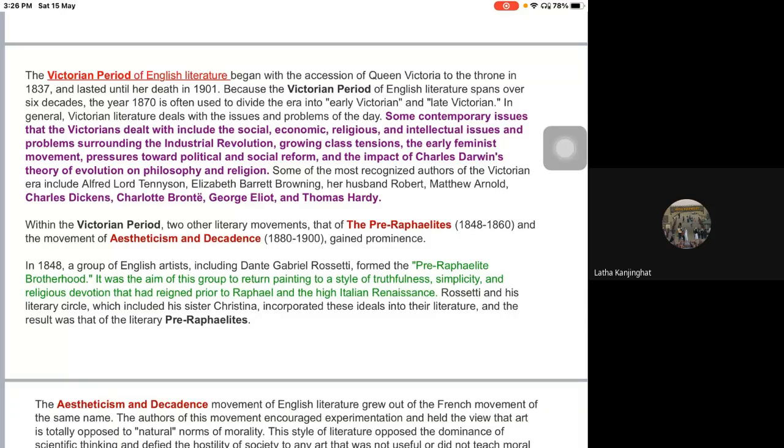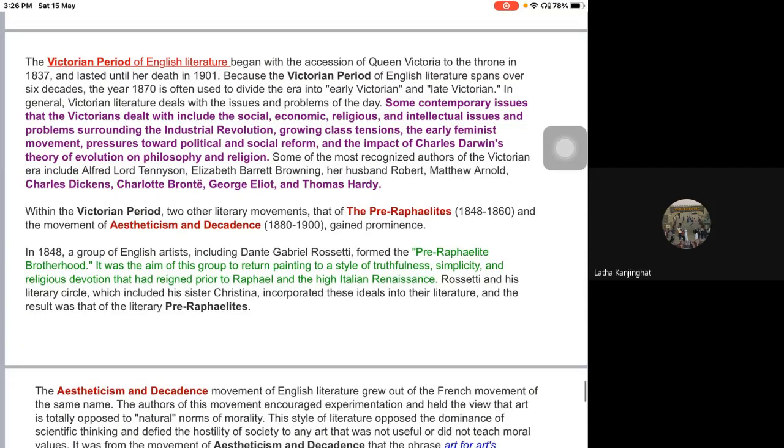Some of the most recognized authors of the Victorian era include Alfred Lord Tennyson, Elizabeth Barrett Browning and her husband, Robert Browning, Matthew Arnold, then Charles Dickens, Charlotte Bronte, George Eliot, Thomas Hardy. So some of these novelists we have studied also. Within the Victorian period, two other literary movements can be noted. One is that of the Pre-Raphaelites, which existed from 1848 to 1860. And then we have the movement of aestheticism and decadence, which existed from 1880 to 1900.